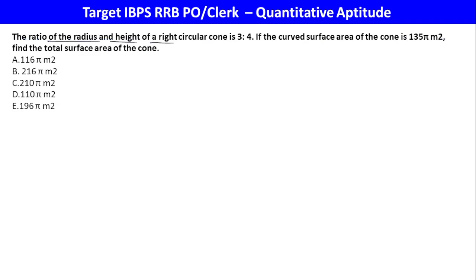The ratio of radius and height of a right circular cone is given. The curved surface area of the cone is πrl. Radius and height are in the ratio 3 to 4. Radius is 3 parts, slant height we need: 9 plus 16 is 25, so 5, square root.